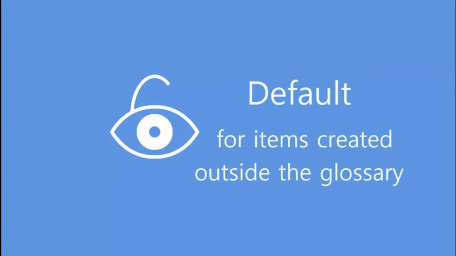Items set to Only Visible when used are listed only in the glossary editor. They are not presented as type-ahead suggestions in field drop-down menus. Only Visible when used is the default setting for items you create while documenting your process outside the glossary editor.